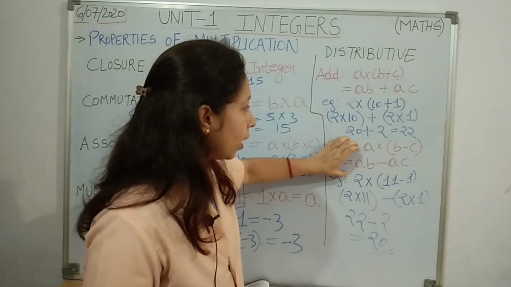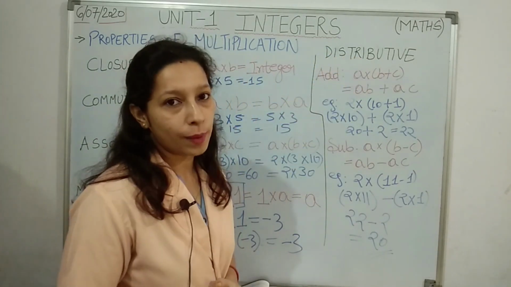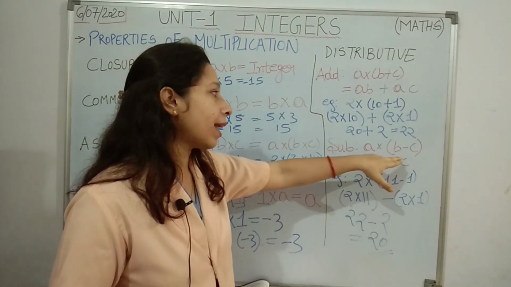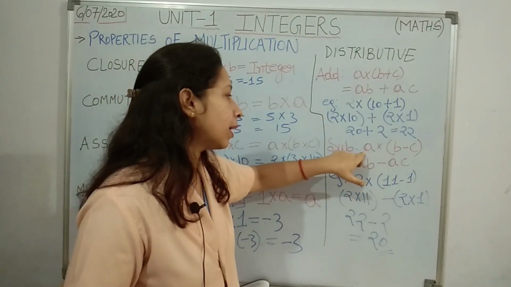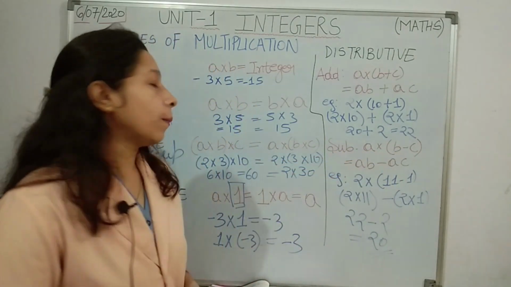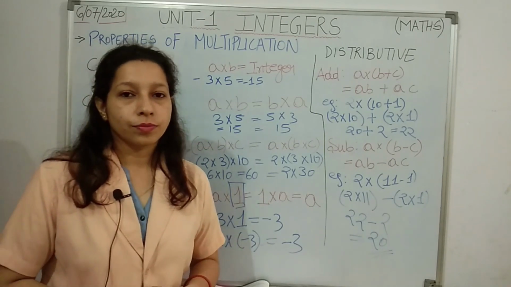Just remember this rule: a into (b plus c), on expansion or on distributing, you will get ab plus ac. Same thing, a into (b minus c): multiply a with b, then multiply a with c and then subtract. So ab minus ac. Okay, now our next topic.